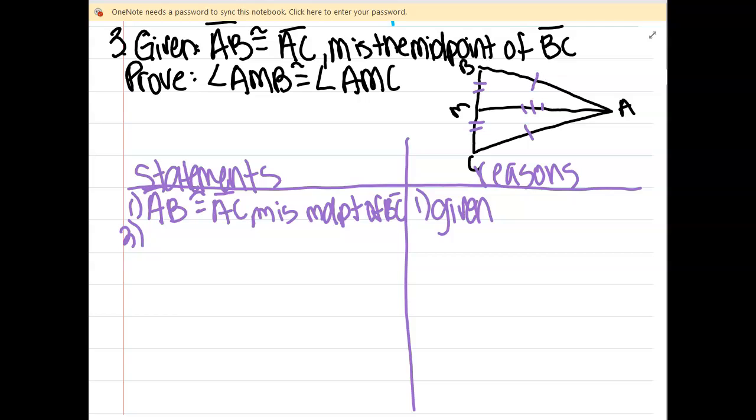MA congruent to MA. Two sets right there. Thank you. How do I know MA is congruent to MA? It is the reflexive property of congruence. Okay, so I've got side and side. I need one more set of sides.